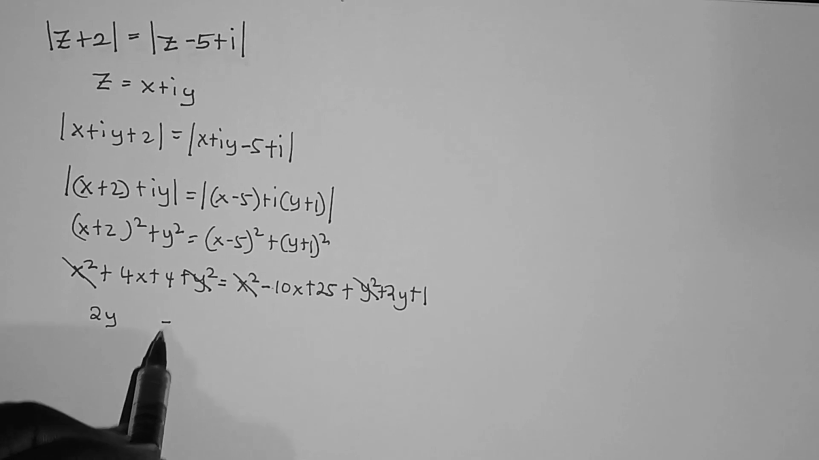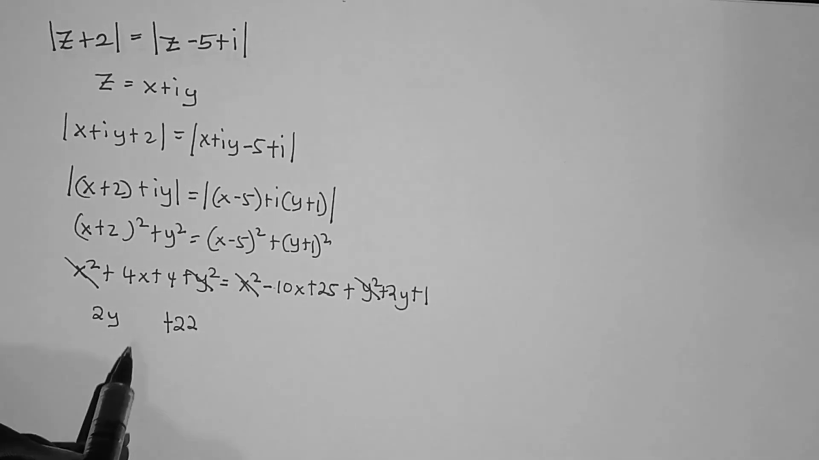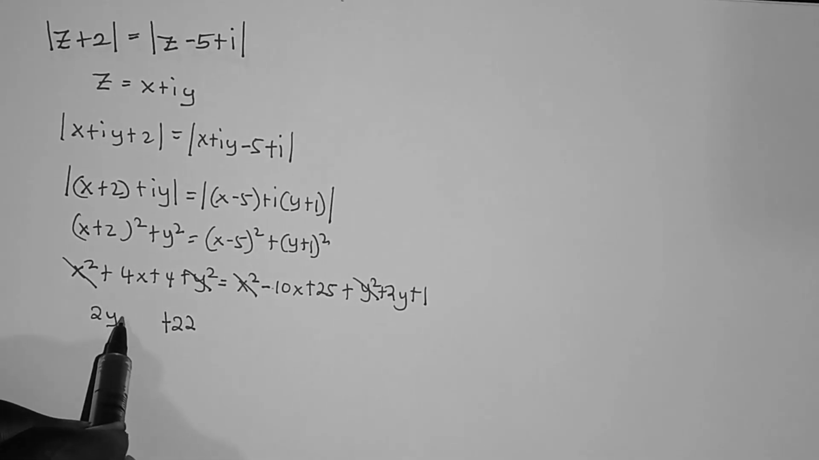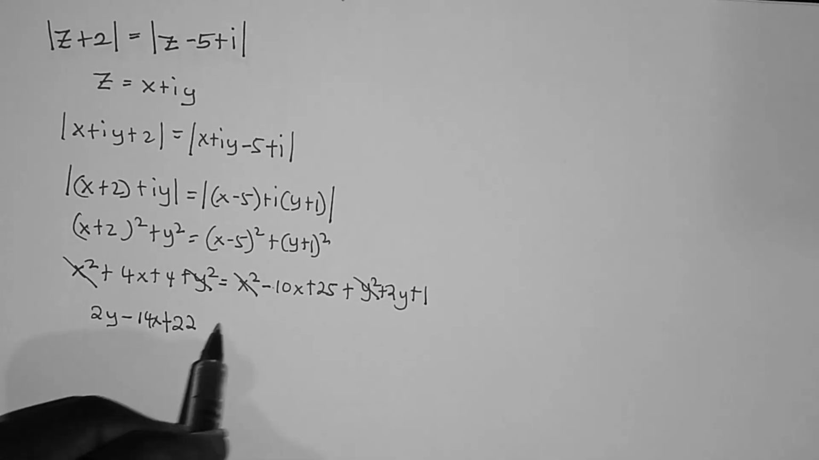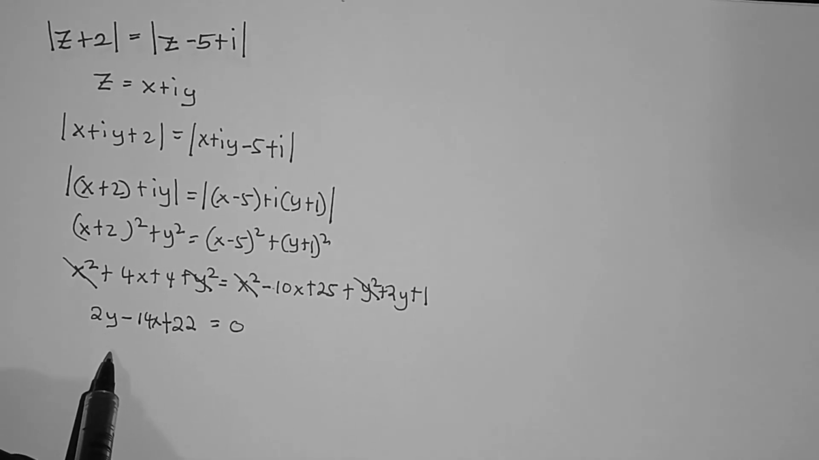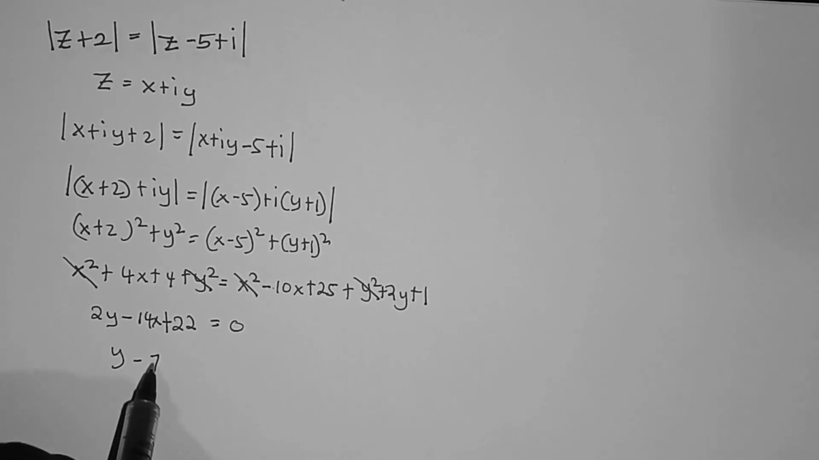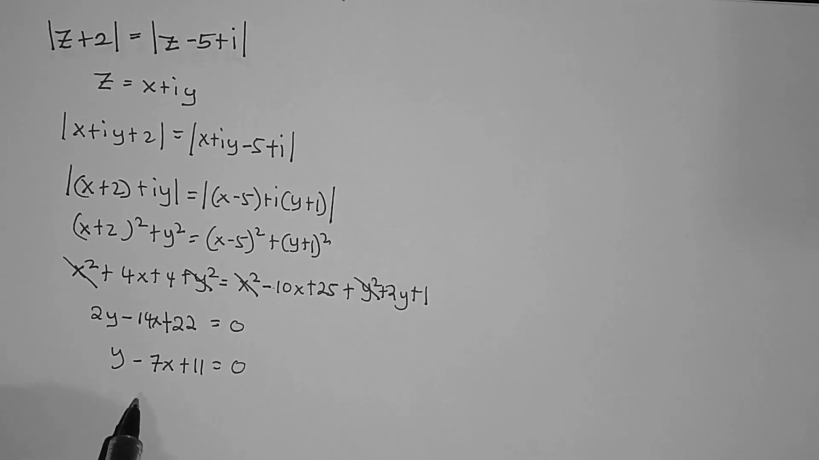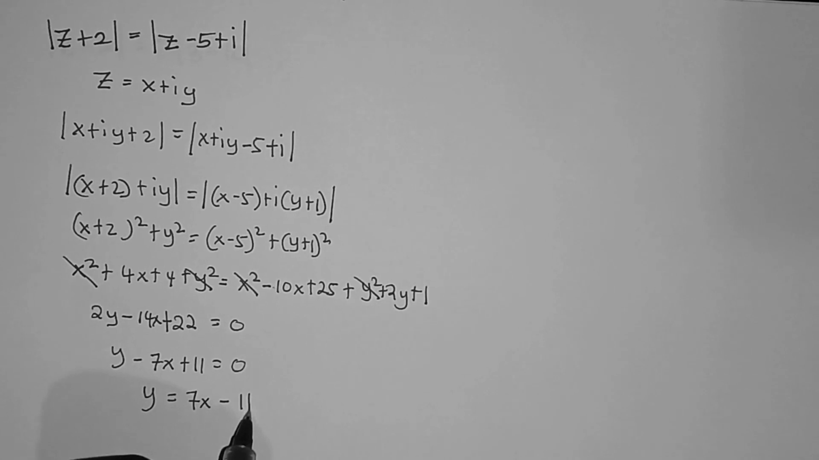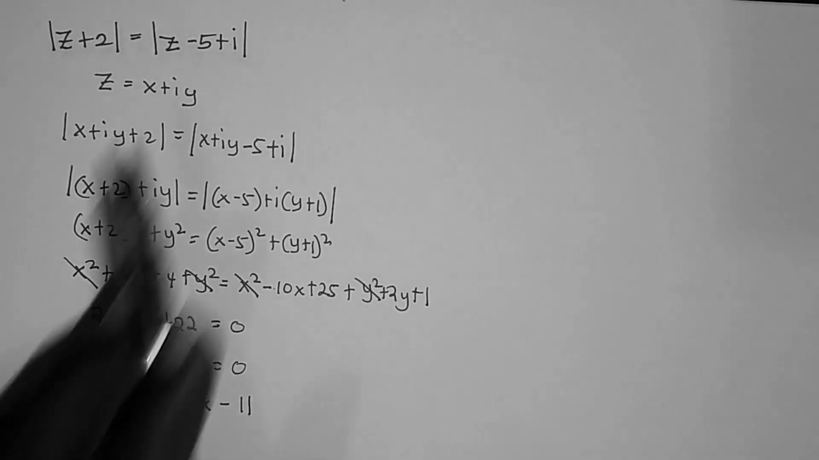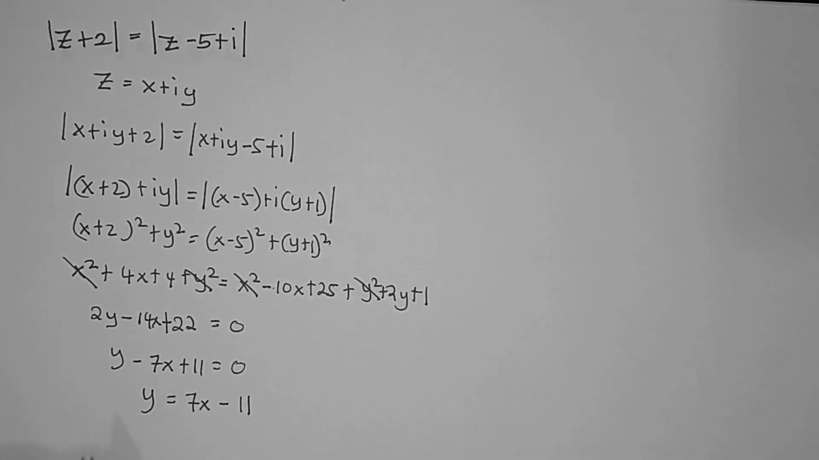Plus 22. Then here is minus 10x minus 4x becomes minus 14x is equal to 0. So let's divide through by 2. If you divide through by 2, you get y minus 7x plus 11 is equal to 0. Or in other words, y is equal to 7x minus 11. So the locus of this complex number is a straight line.